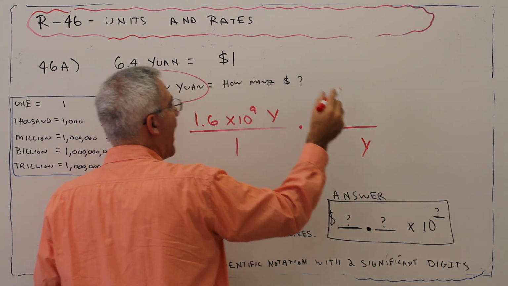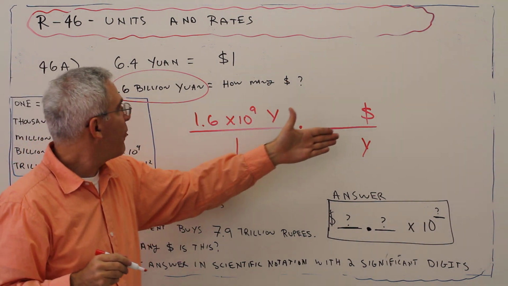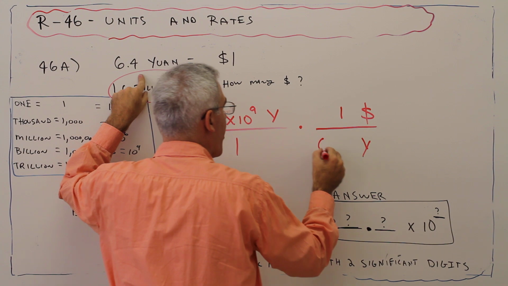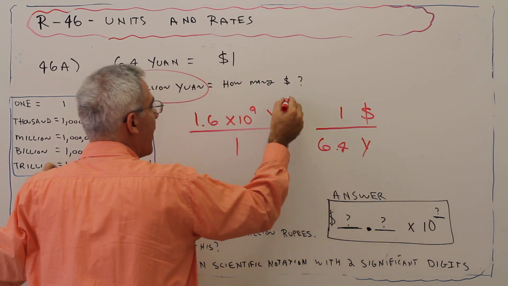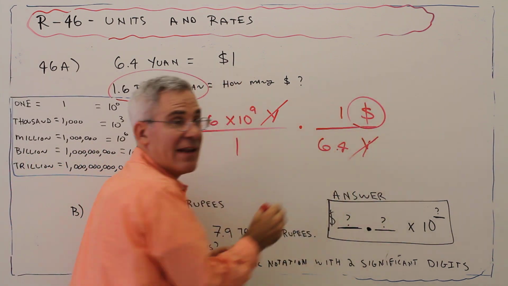And I want to end up with dollars. I'm going to put that in the numerator. And I just need to know what that rate is. $1 is equivalent to 6.4 of those. Then this will cancel, and my units will be dollars.